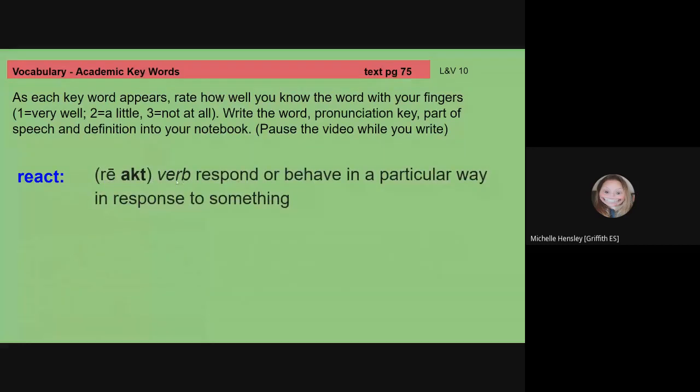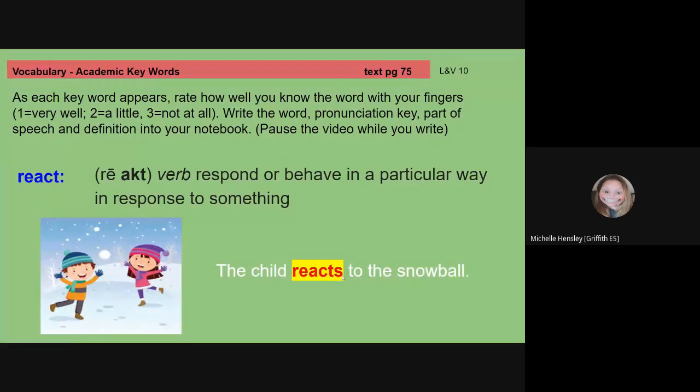React is a verb, and it means to respond or behave in a particular way in response to something. React, 2 syllables. So let's see. The child reacts to the snowball, right? If something throws it at something, you're going to react. You're going to respond or behave in a particular way in response to something. Okay? React. That's kind of a long one to write down. Pause the video if you need a minute.